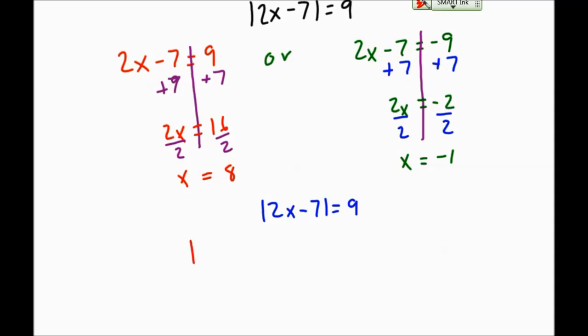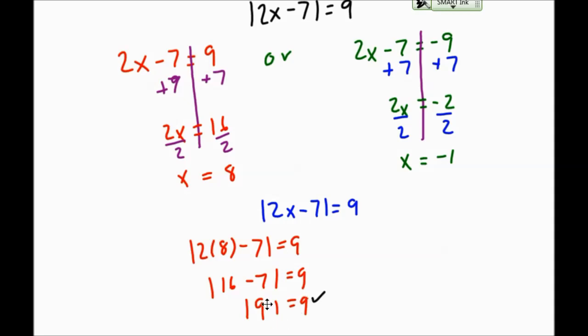So let's start with 8. I'm going to have the absolute value of 2 times 8 minus 7, don't forget your absolute value bars, equals 9. So 2 times 8, that's 16, and then minus 7. 16 minus 7, that's 9. And this says the absolute value of 9 equals 9. And yes, that is definitely true. 9 is 9 away from 0.